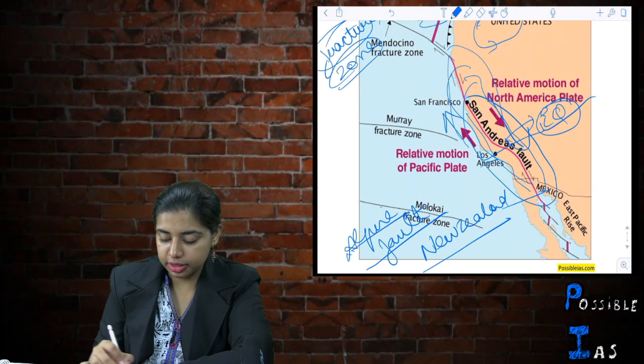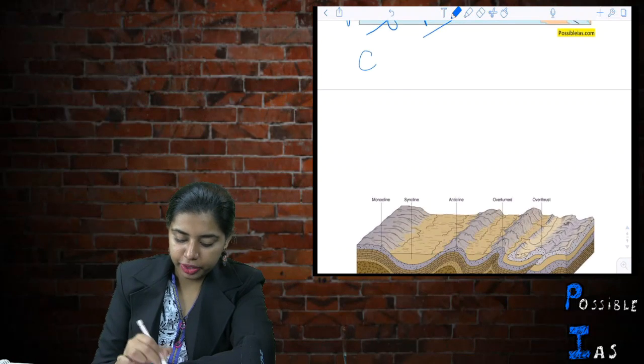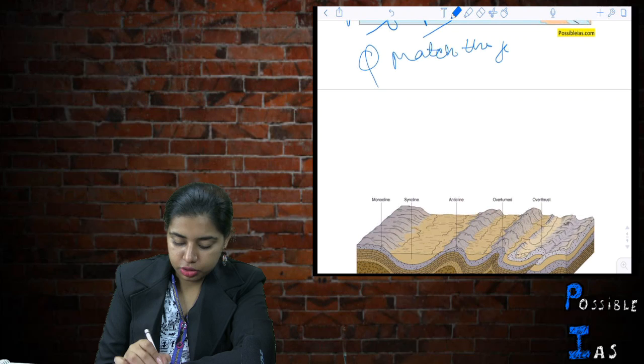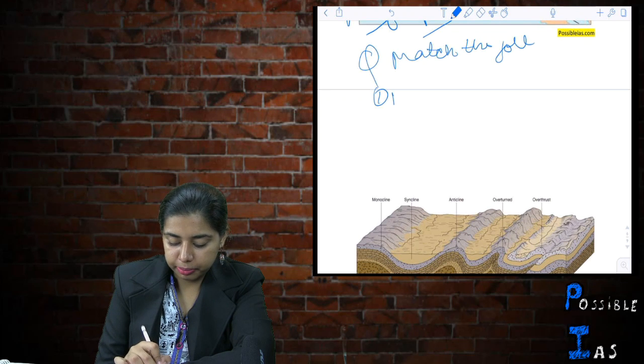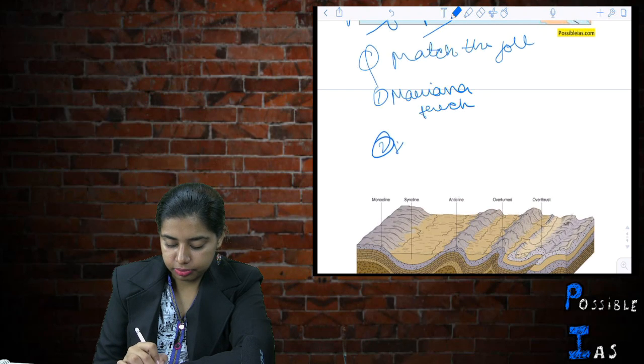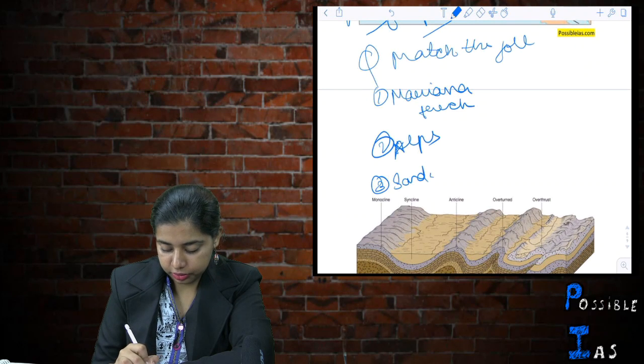The San Andreas fault is very, very important. So now just to give you an example of a type of question, a question can say: match the following. Number one option will be Mariana Trench, number two option is Alps, number three option is San Andreas fault.